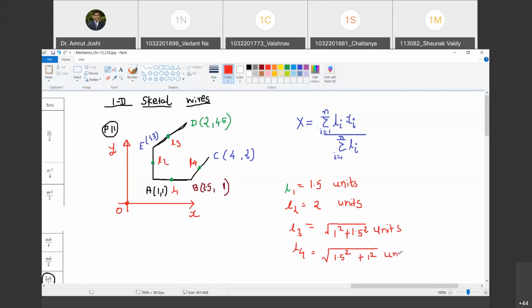Can you tell me this L2 and L3? Calculate it and tell me how much is that? Sir, L3 is 6.08 units. Just a moment, sir. L4. How much is that? It's 1.80 units.